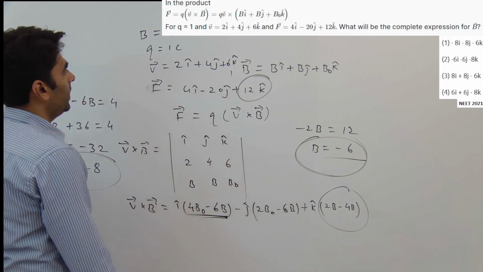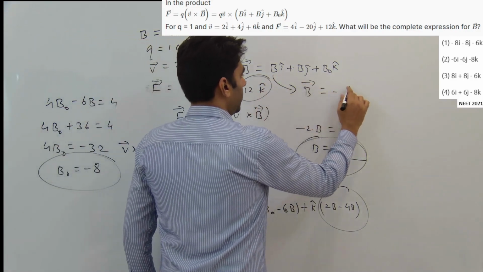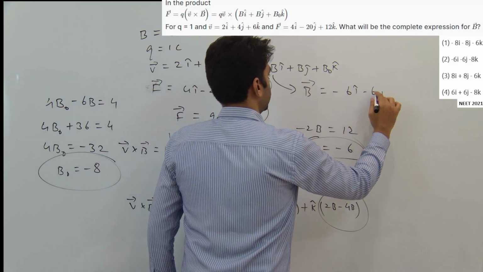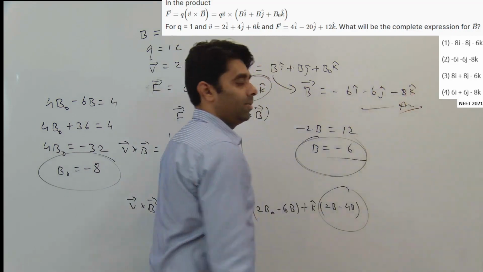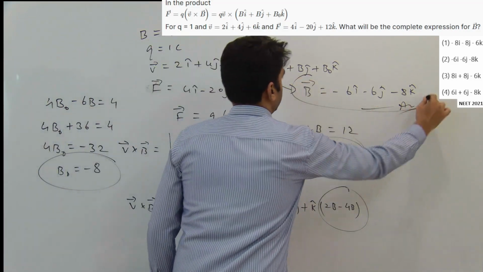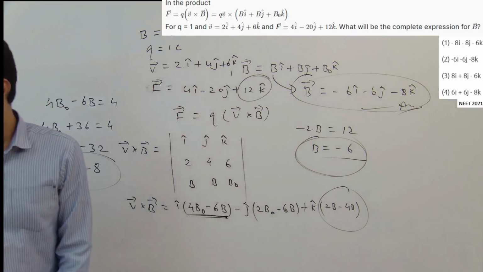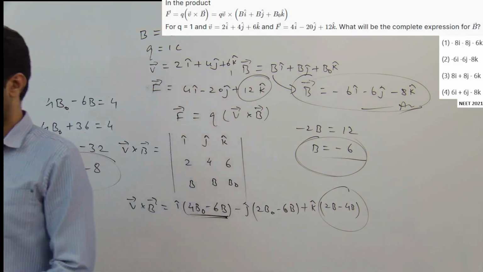Let us write down magnetic field. Magnetic field is, ultimately it will come out minus 6 I cap minus 6 j cap minus 8 k cap. Right, now you can check the option. Do we have the option? This is our answer. Check option. Option number 2. Option number 2 is our correct answer, right?